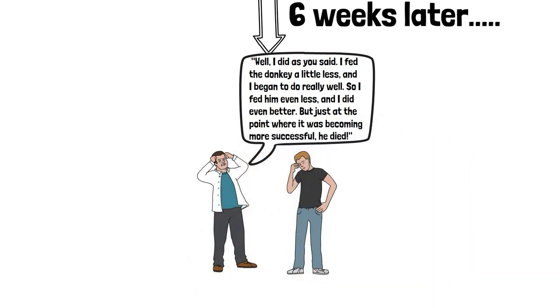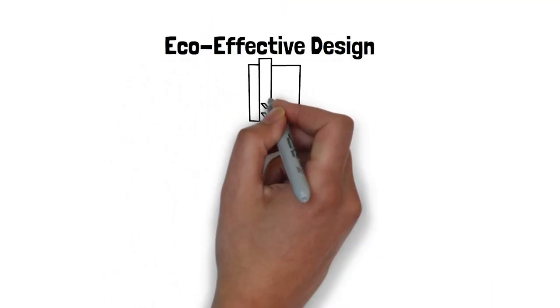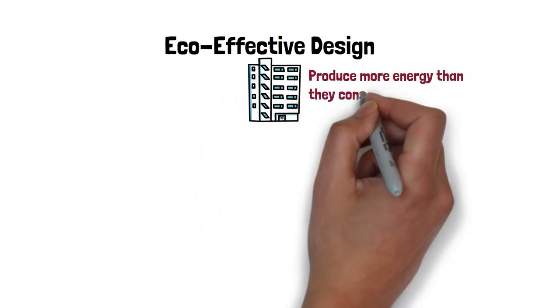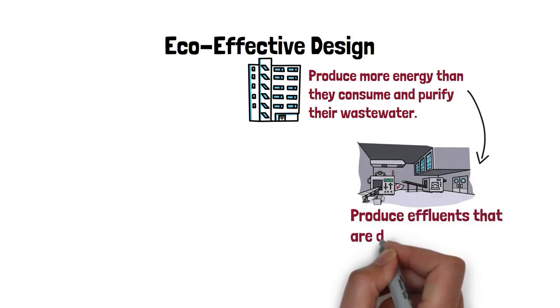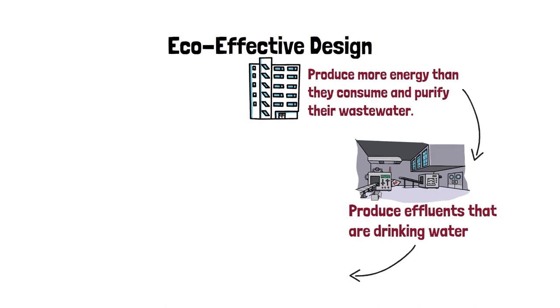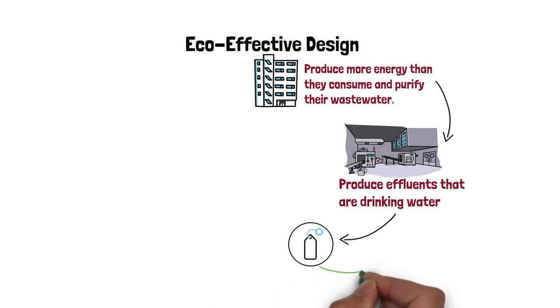Being eco-effective does not mean we have to starve ourselves. We first have to understand what it means and how to be eco-effective. In fact, here are some frameworks of eco-effectiveness as a takeaway gift. Buildings that, like trees, produce more energy than they consume and purify their wastewater. Factories that produce effluents that are drinking water. Products that, when their useful life is over, do not become useless waste, but can be tossed onto the ground to decompose and become food for plants and animals, and nutrients for soil, and alternatively, can be returned to industrial cycles to supply high-quality raw materials for new products.